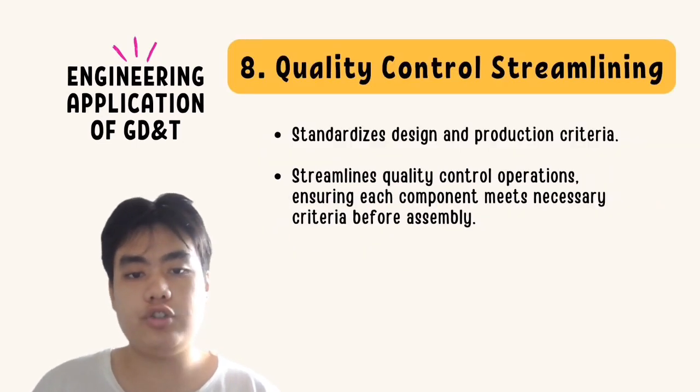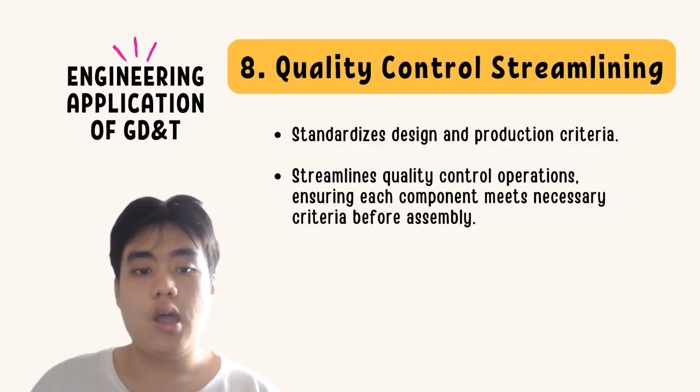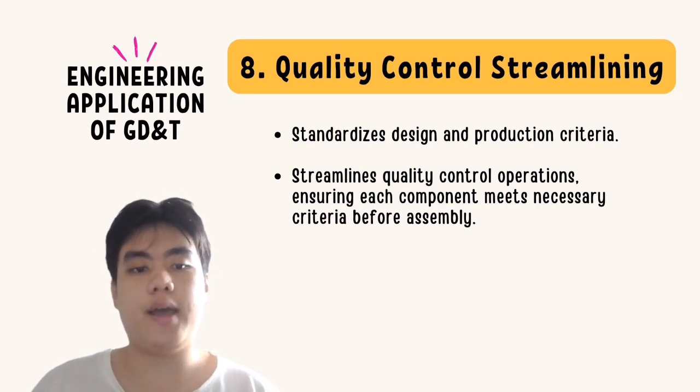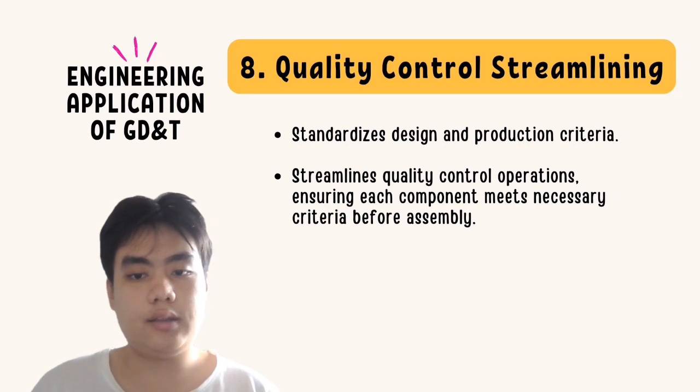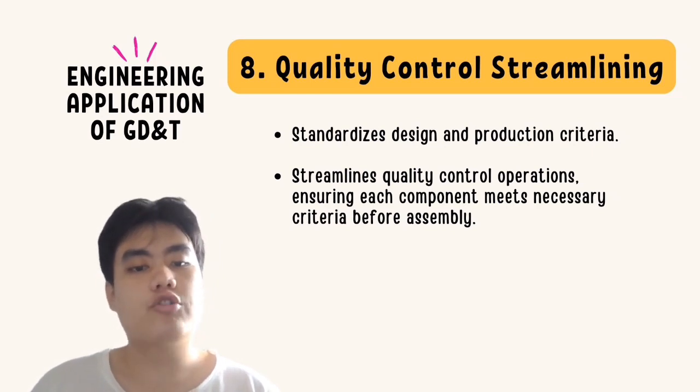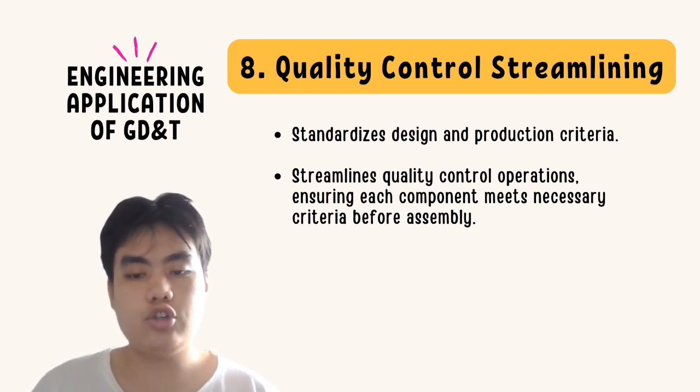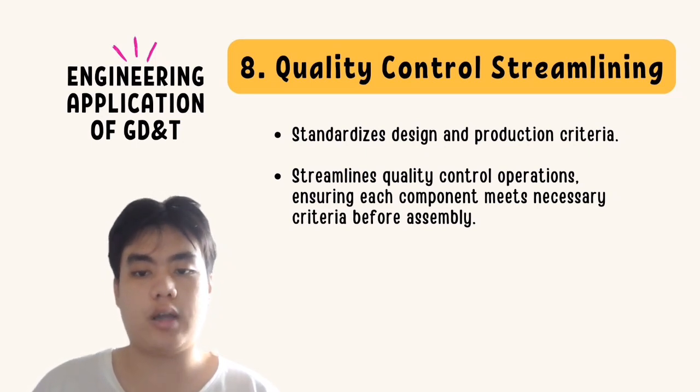Our final point highlights how GD&T streamlines quality control operations, ensuring each component meets necessary criteria before assembly. Quality control is the heartbeat of any manufacturing process. GD&T standardizes design and production criteria, streamlining quality control operations. Each component undergoes meticulous scrutiny to ensure it meets the necessary criteria before assembly. This not only guarantees the quality of the final product but also reinforces the trust our customers place in our brand.